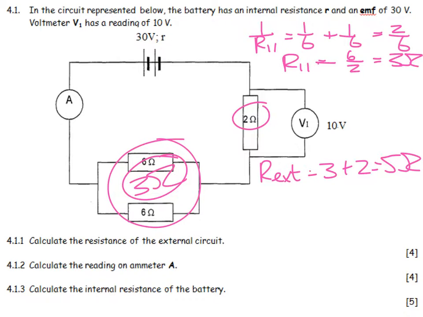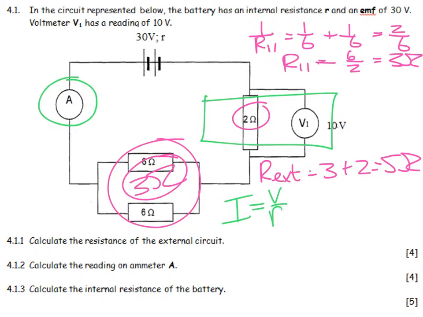Calculate the reading on the ammeter. So, what do I know? I do know that that ammeter is on the main branch. This information is also on the main branch. So I can simply say that I is equal to V over R, 10 over 2 is 5 amps.